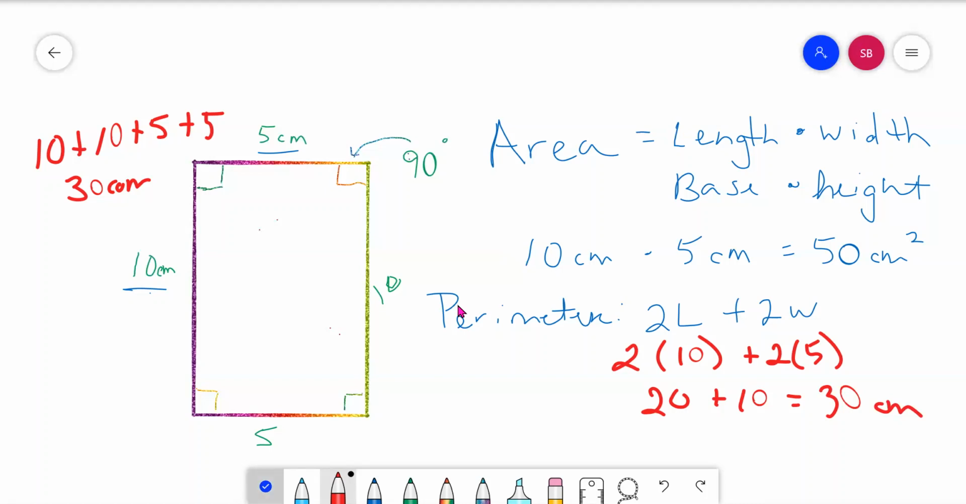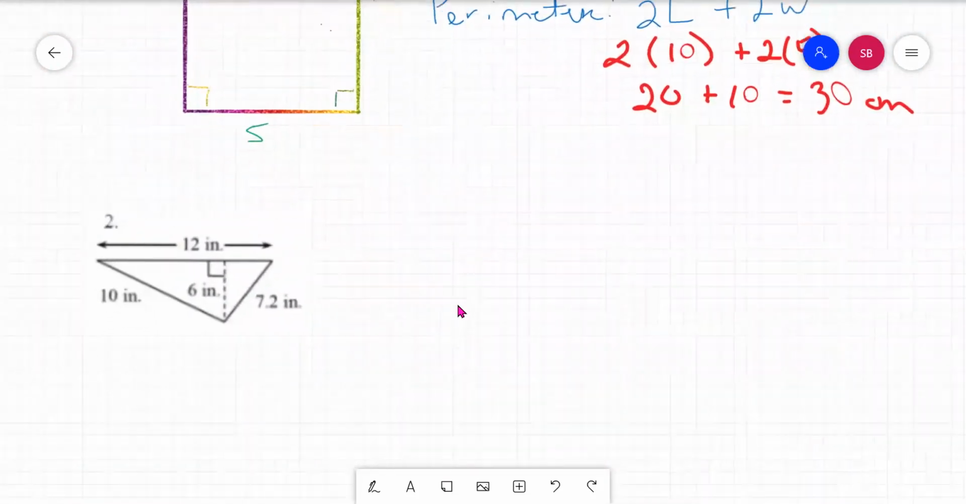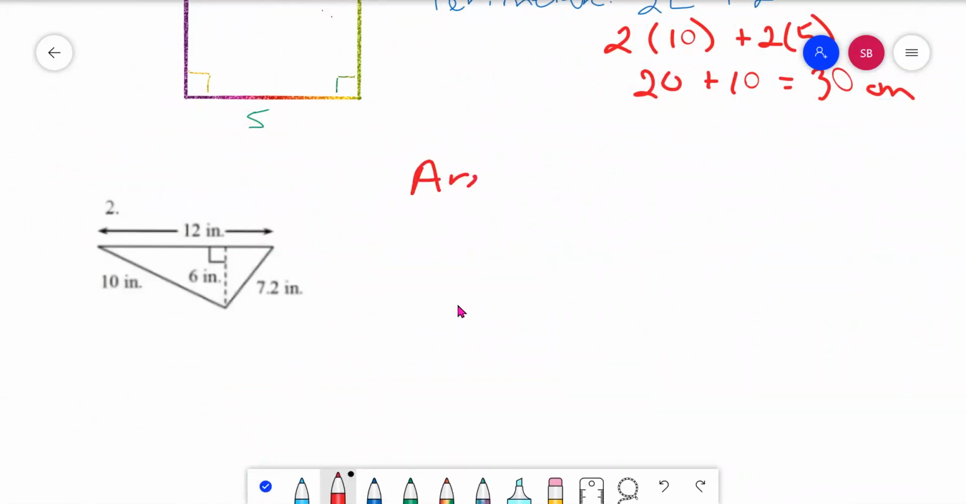All right, I'm going to move to the triangle here that I have. Area of a triangle. Triangle is base times height divided by 2. Okay. This one can be confusing because what's the base, what's the height? So in this problem, the base is 12 inches.